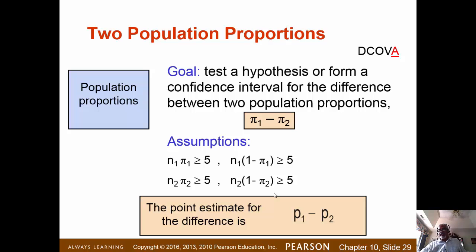So we have n sub 1 times pi sub 1, n sub 2 times pi sub 2, n sub 1 times 1 minus pi sub 1, and n sub 2 times 1 minus pi sub 2. They all must be at least 5. In other words, if you're looking at samples, the number of successes and the number of failures must be large enough such that you have at least 5 successes and at least 5 failures in each of the two samples. That's what it amounts to.